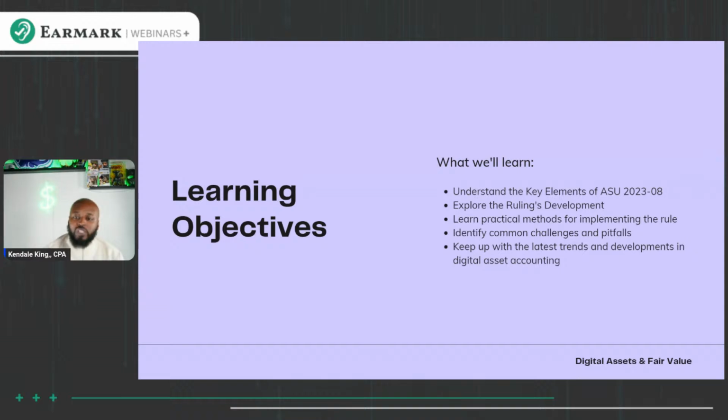We are going to explore the ruling's development and learn practical methods for implementing the rule, identify common challenges and pitfalls, and then, overall, just kind of keep up with the latest trends and developments in digital asset accounting, just do some commentary. Okay.